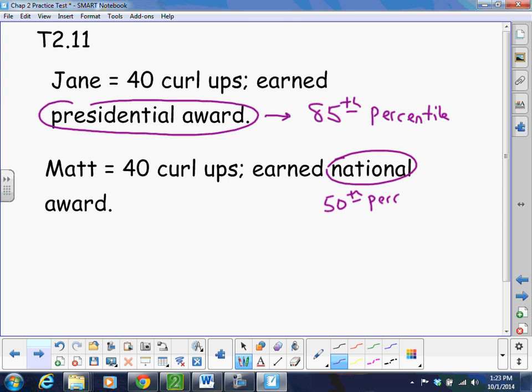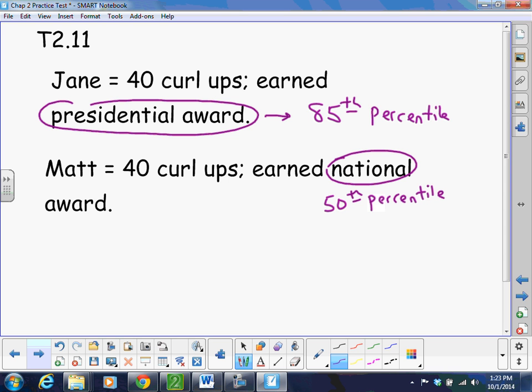Okay, so if Jane was able to get the presidential award, she was in the 85th percentile for her grade, so she did better than 85% of the people. Okay, Matt only did better than 50% of the people. Okay, so if we were comparing the two of them together, Jane's would have been better.